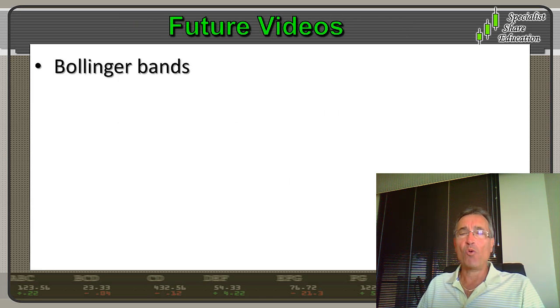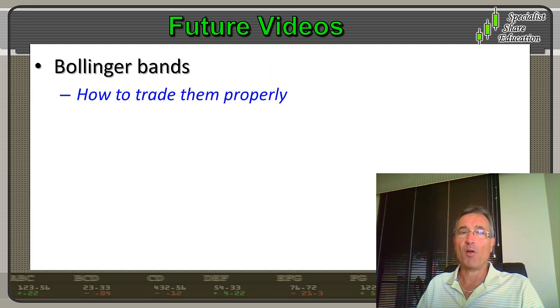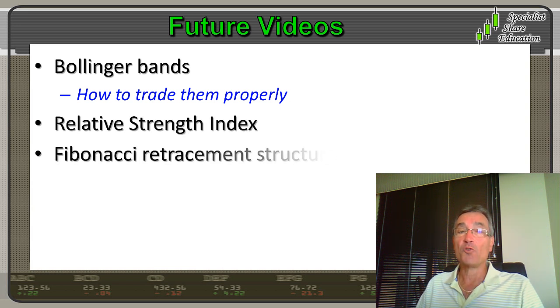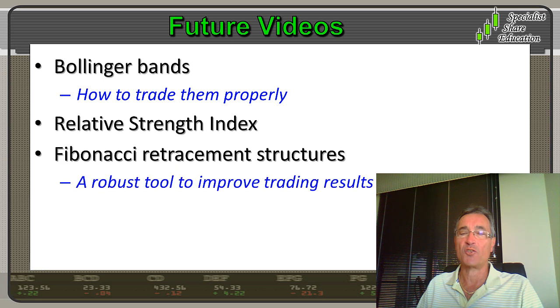So that's it on support and resistance lines. They're a simple tool, but they're very powerful in what they can do for you. Now, in future videos, I'm going to be looking at Bollinger Bands and how to trade them properly, and not many people know how to trade them properly. I'm going to be looking at relative strength index, and also going to look at Fibonacci retracement structures as well, which is a really, really important structure to use. It's a very robust tool to help improve trading results.